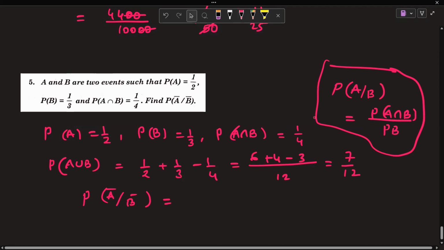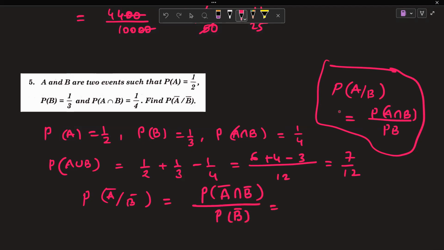So according to the formula, you can write P of A bar intersection B bar divided by P of B bar. Okay. So what is P of A bar intersection B bar? So you can write A union B whole bar. Observe the mechanisms. So you can write A bar intersection B bar as A union B whole bar.